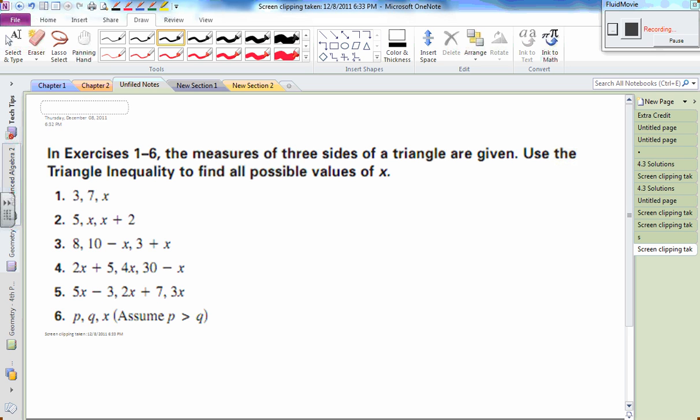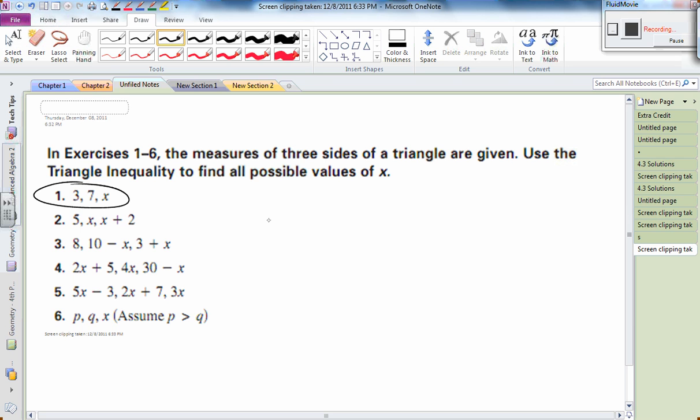The triangle inequality says that any two sides of a triangle have to add up. Their sum has to be greater than the third. And so that's what you have to do in all these exercises. You have to set up those three inequalities, and you have to solve them, and then find the restraints on x. Let's just take question number 1, for example.